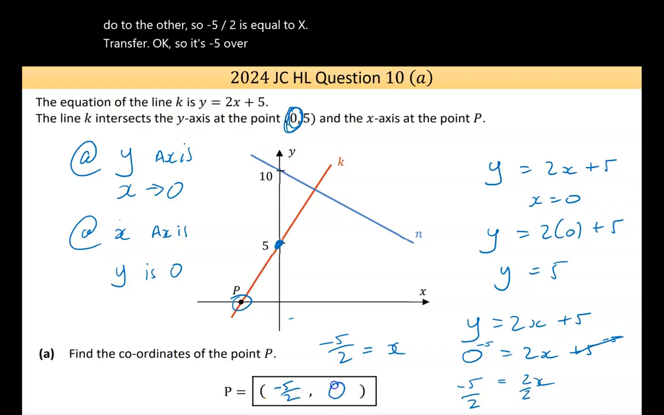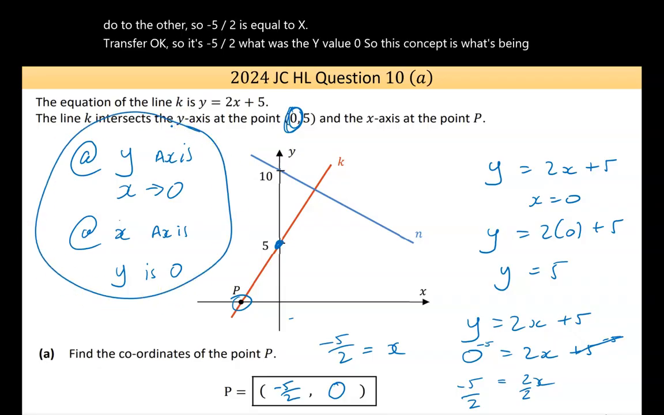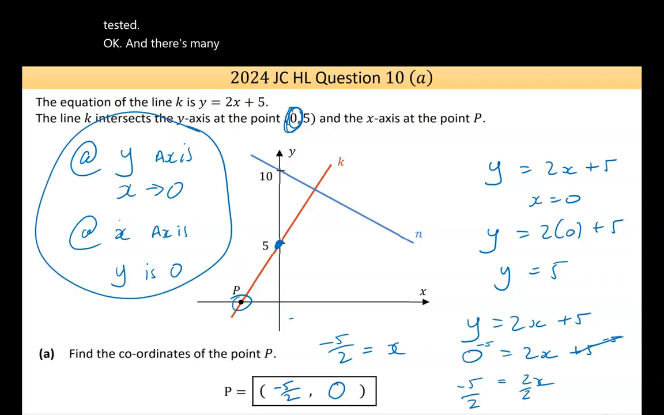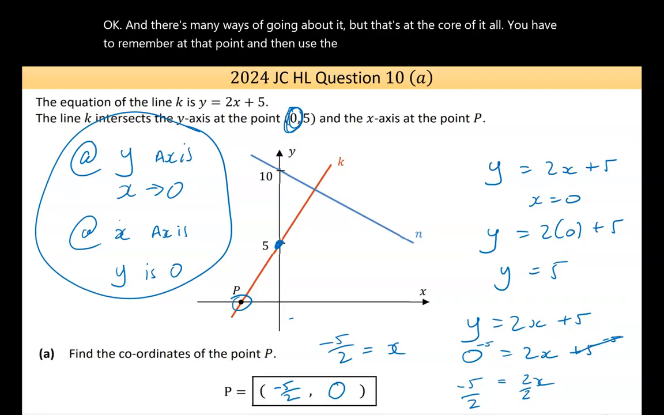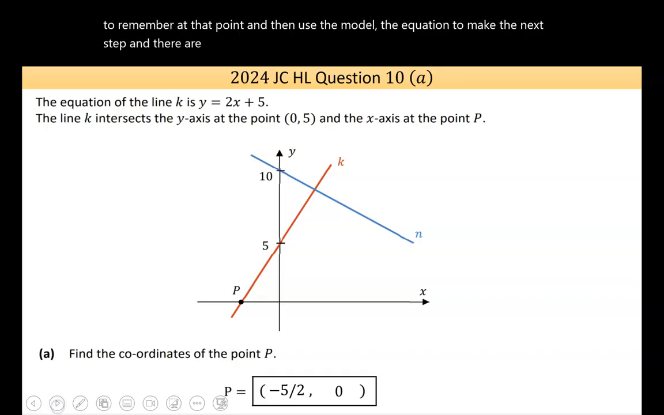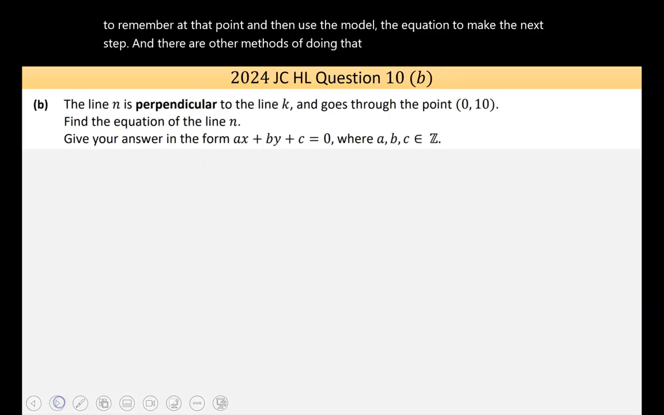What was the y value? 0. So this concept is what's being tested. And there's many ways of going about it, but that's at the core of it all. You just have to remember at that point, and then use the model, the equation, to make the next step. And there are other methods of doing that. So that's the answer.